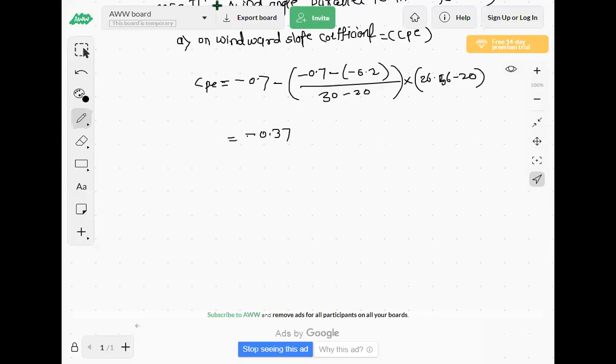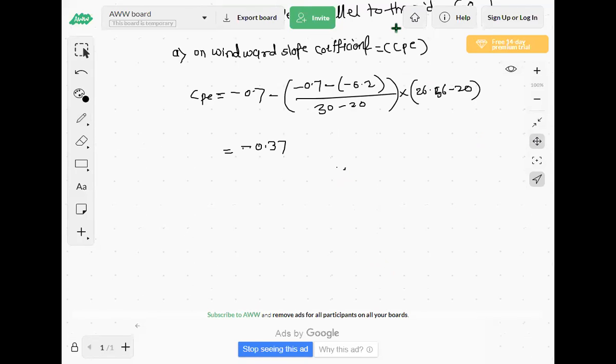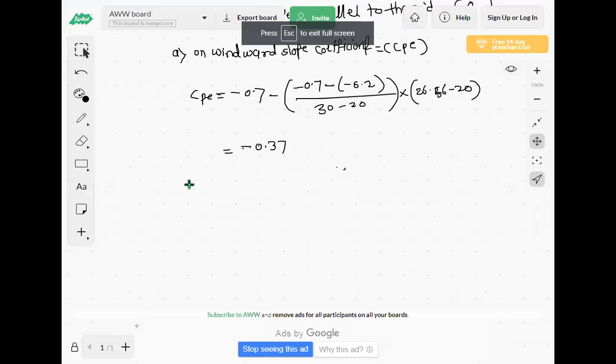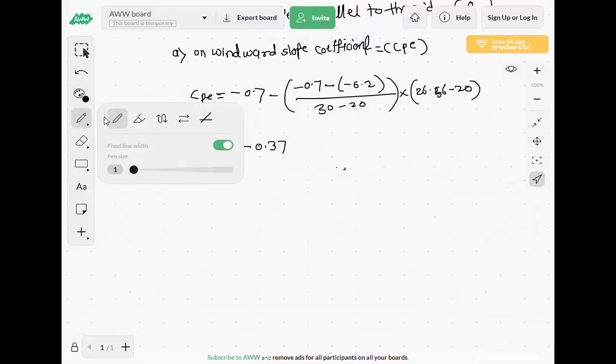Is this correct answer? Okay, minus 0.37, correct. Now, this is windward coefficient we got for 0-degree angle.